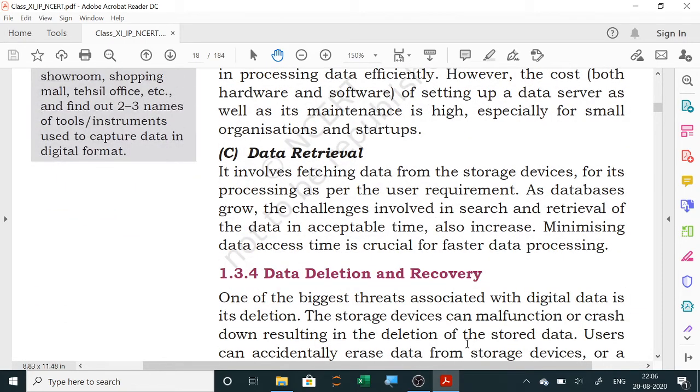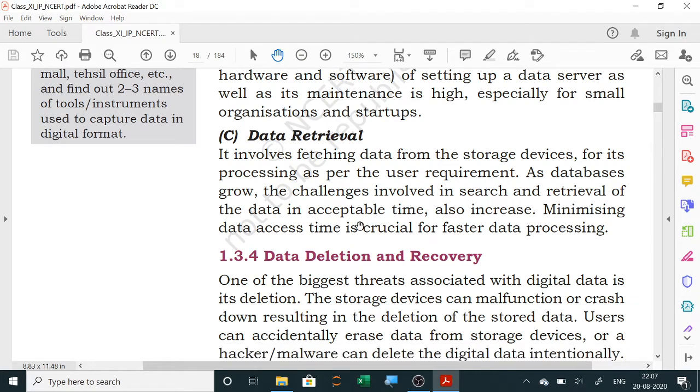Data retrieval. How to retrieve the data? It involves fetching data from the storage devices for processing as per the user requirement. As databases grow, the challenges involved in searching and retrieving the data in acceptable time also increase. Minimizing data access time is crucial for faster data processing. Clear? So we are retrieving the data and it should be faster and the data should be secured.